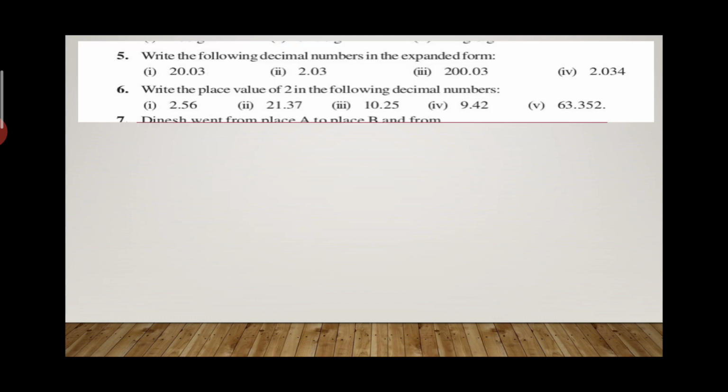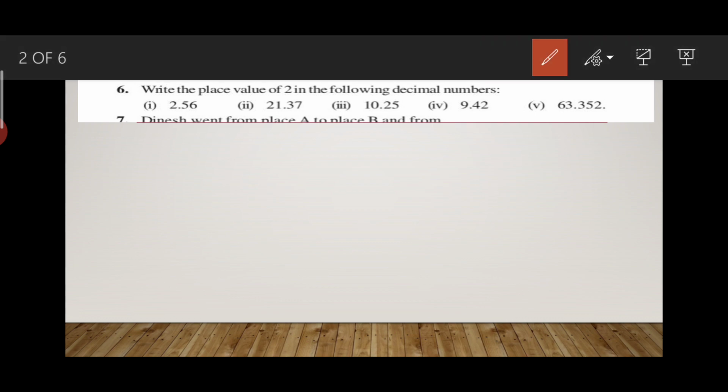Moving on, our question number 5 is: you have to write the decimal number in expanded form. Expanded form means you have to write the decimal number by expanding it. For example, the first example here is 20.03. We have to write this in expanded form. How will we write it? This is question number 5, first part. We have to write it in expanded form. So how will we write it?